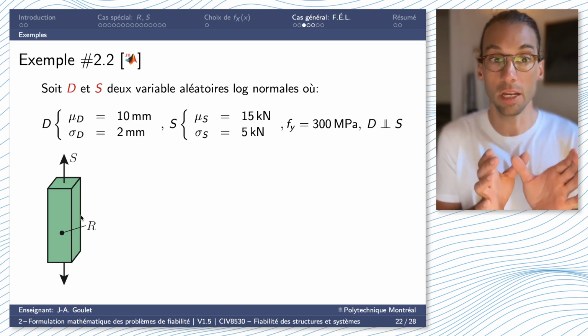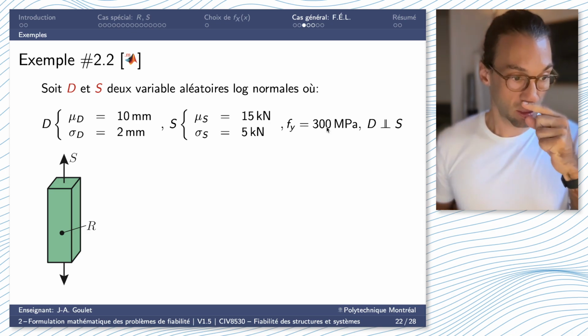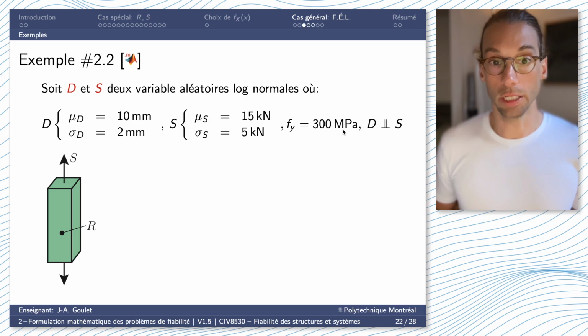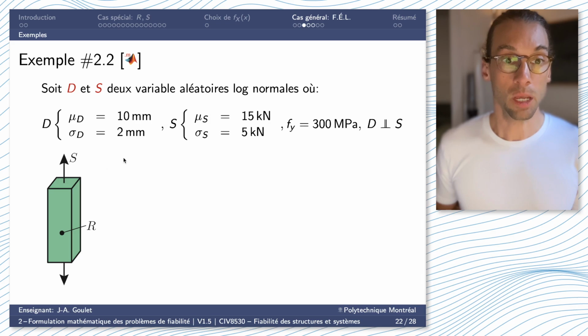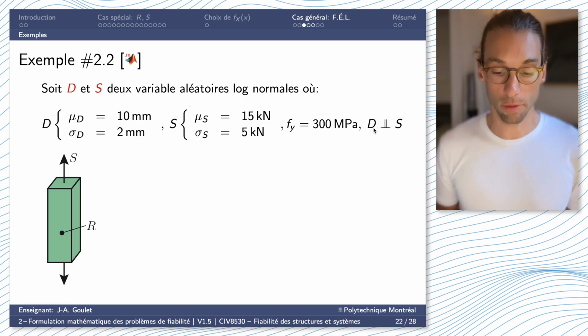So the area is going to be D squared, and the force applied is going to be D squared times f_y, the yield strength of my material. In this case, assume it's steel, at 300 megapascals. The solicitation here is directly modeled by a random variable with mean 15 and standard deviation 5 kilonewton meters. And I'm going to assume that the solicitation is independent of the dimension of my bar.